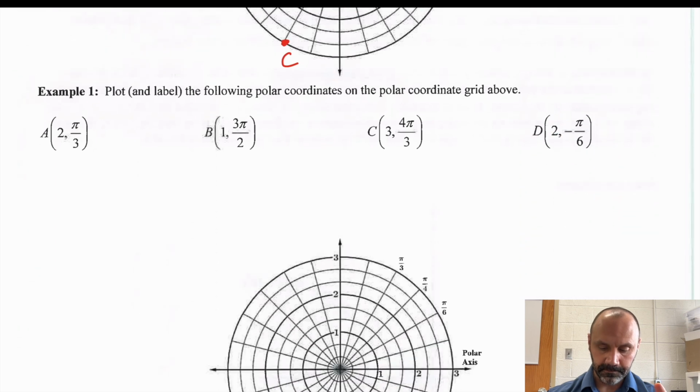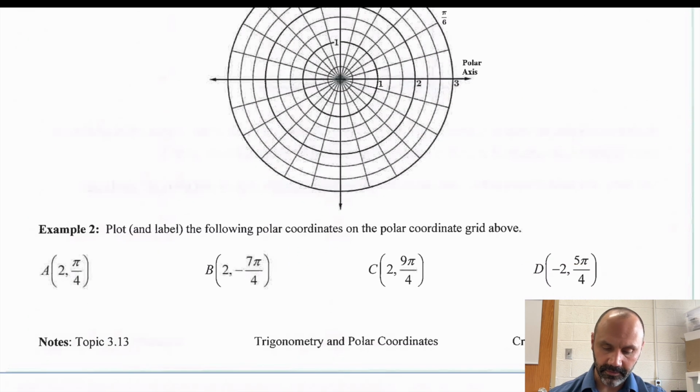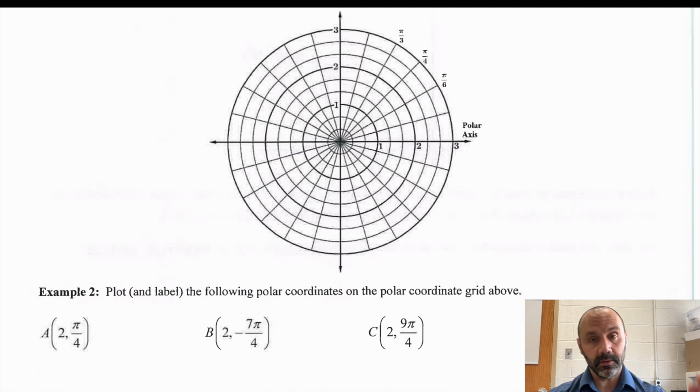Okay. Now, here's another one. Plot and label the following polar coordinates on the polar coordinate grid above. So let's take a look at this one. 2 comma pi over 4. All right, so I go out to 2, and I go around to pi over 4, so it's going to be right there.